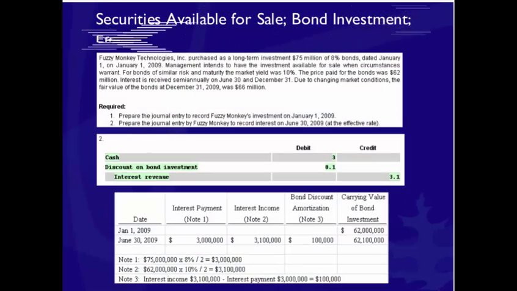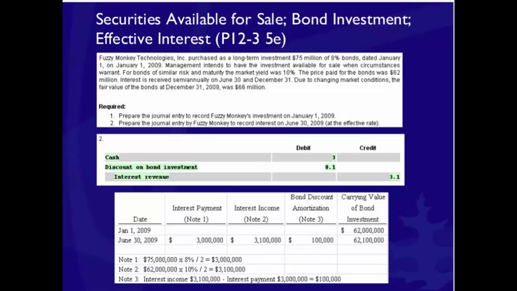Next, we're going to prepare the journal entry by Fuzzy Monkey to record interest on June 30th using the effective rate. Alright, now you see the entry in front of you, and it's given in millions of dollars. There's a debit of cash of $3 million, a debit to discount on bonds investment of $100,000, and a credit of interest revenue of $3.1 million. And on the bottom portion of the screen, I've illustrated how I derived the entries.